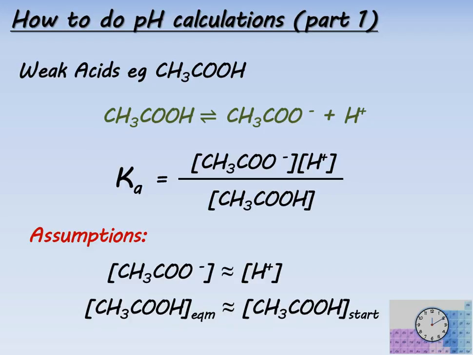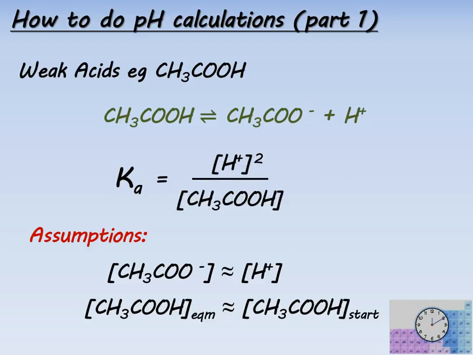So say, for example, we had 100,000 ethanoic acid molecules. If only one of them dissociated, we'd be left with 99,999. Which, when you round it to 3 significant figures, is still 100,000. So let's look at a sample exam question.